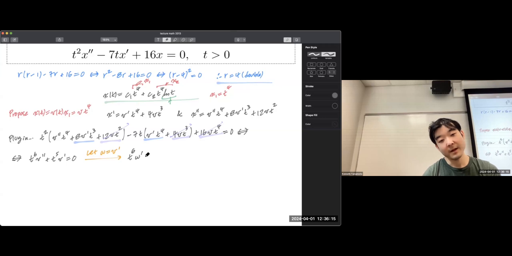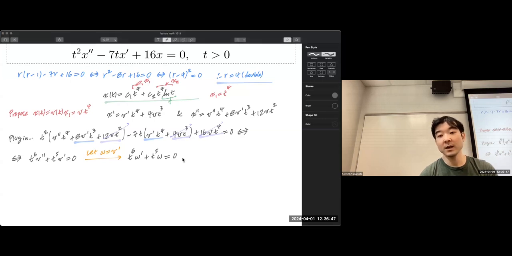W prime plus t to the 5, and this is just w. So by doing this replacement, we reduce the equation by 1 order. Instead of a second order equation in v, we now have a first order differential equation in w. And even though we spent a lot of time doing second order equations, we have more methods for solving first order equations.